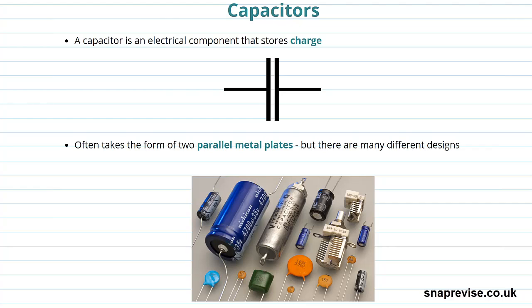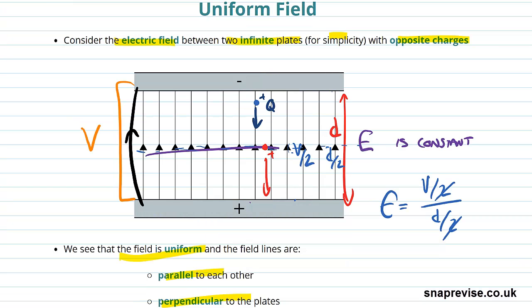So what is a capacitor? Well, a capacitor is just an electrical component that stores charge, and this is the circuit symbol for capacitors below, and we'll be seeing that in the circuits we encounter. So this is how we represent a capacitor. And actually that's a very helpful way of drawing it, because really often a capacitor just takes the form of two parallel metal plates, and we've seen those kind of things already.